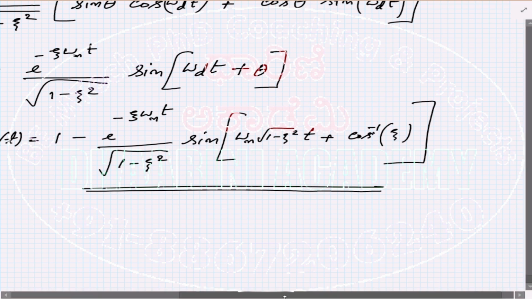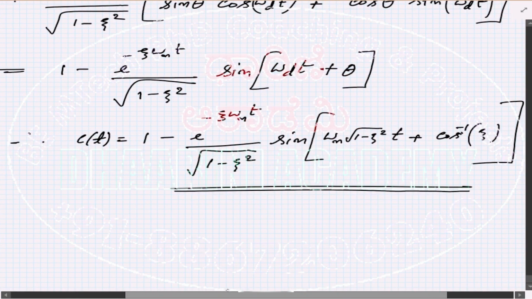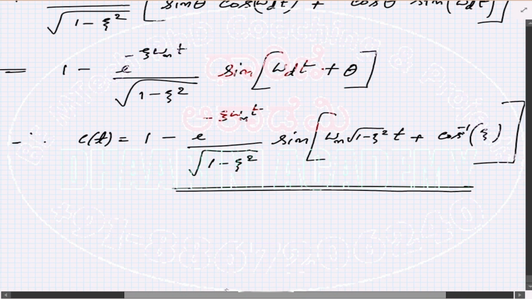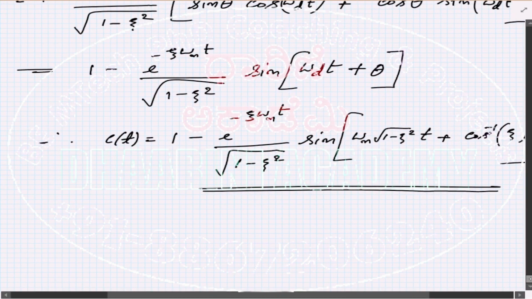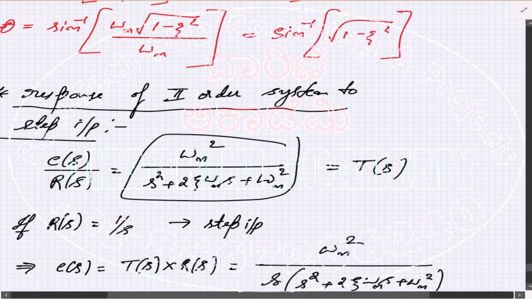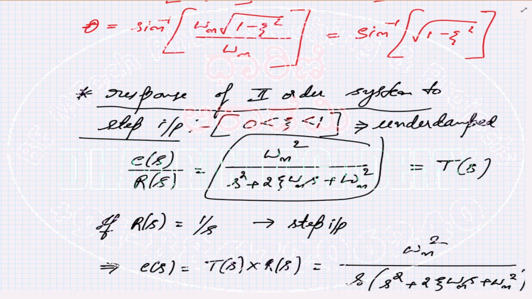So unit step gives you this answer, provided zeta is between 0 and 1. It's very important that the value has to be between 0 and 1. So this is what is called the underdamped case. I'll add a point here: 0 less than zeta less than 1, this is the specific condition called an underdamped system.